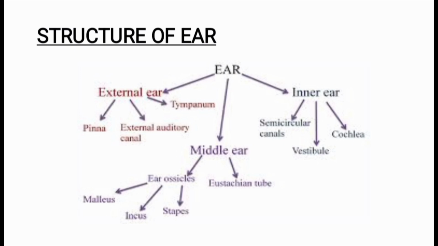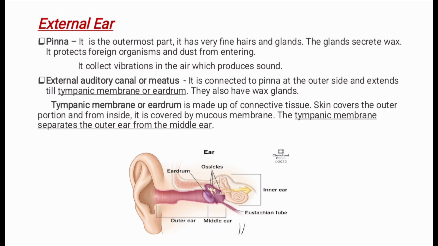Now we will see the detailed explanation of each part of the ear. So we already said that there are three main parts in the external ear, that is pinna, external auditory canal, and tympanum. Okay, so what is pinna? Pinna is the outermost part and it has very fine hairs and glands. These glands secrete wax, and this wax protects the ear from foreign organisms and dust entering inside. And this pinna collects the vibrations which produce the sound.